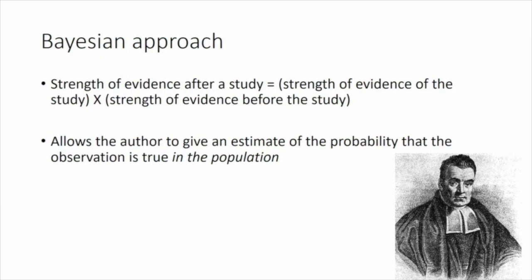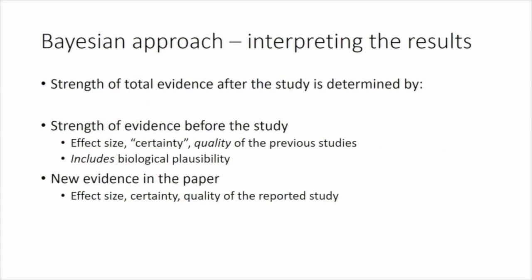Anyway, the Bayesian approach is simply the strength of the evidence after the study. So the strength of the evidence in the population after the study is the strength of the evidence in the population before the study multiplied by the new evidence of the study. So this allows the author to actually give an estimate of the probability in the population rather than just in the sample. So once again, I'm not telling you that you should all use Bayesian statistics in your analysis, but you should think like a Bayesian, or the author should think like a Bayesian when they're interpreting their results.